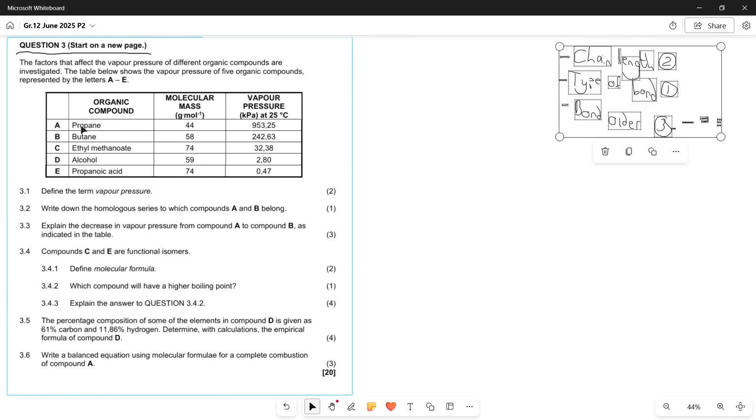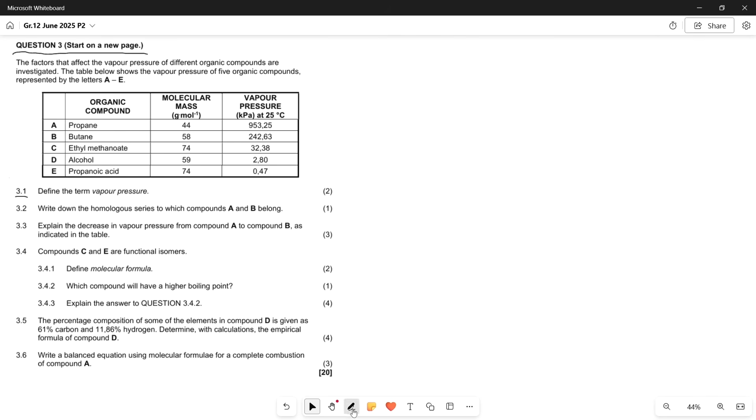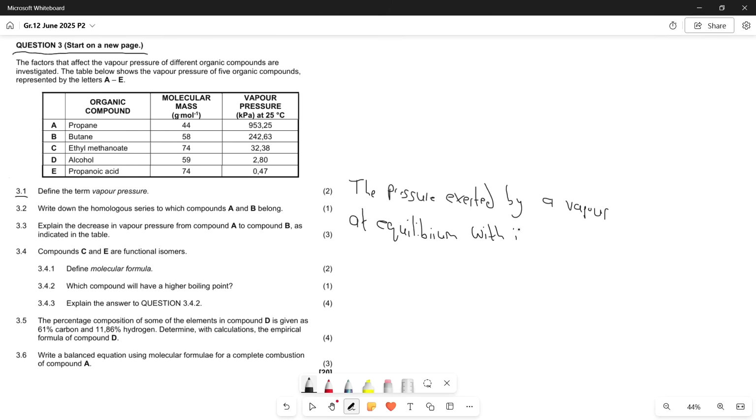And in this case, we have a mixture of different chain lengths, different types of bonds, and different bond orders that we are about to compare in different combinations throughout. Okay, so then 3.1 over here says define the term vapor pressure. So 2 marks for the definition. It is an all or nothing question. This is just something to learn on our definition sheet. So vapor pressure is the pressure exerted by a vapor at equilibrium with its liquid in a closed system.